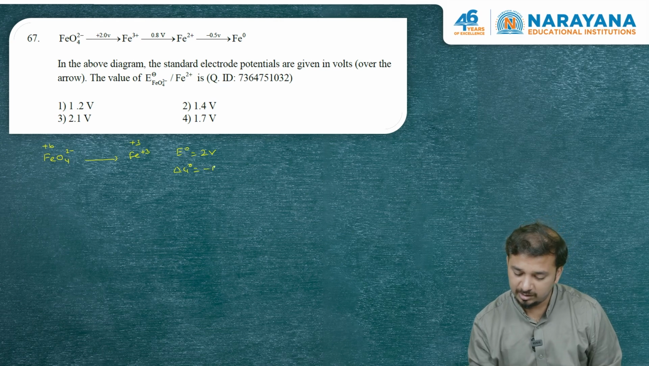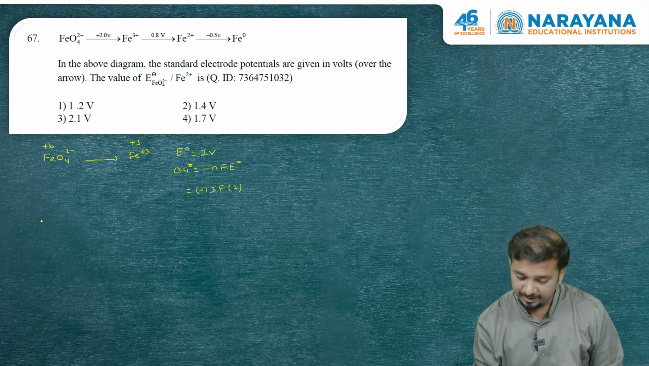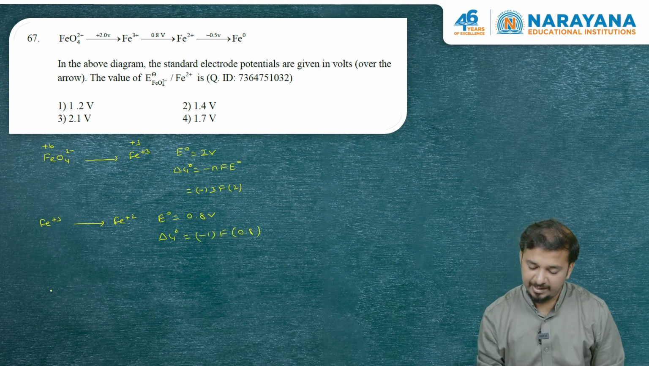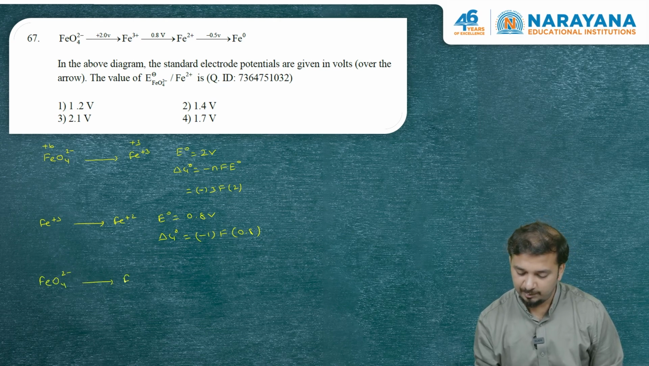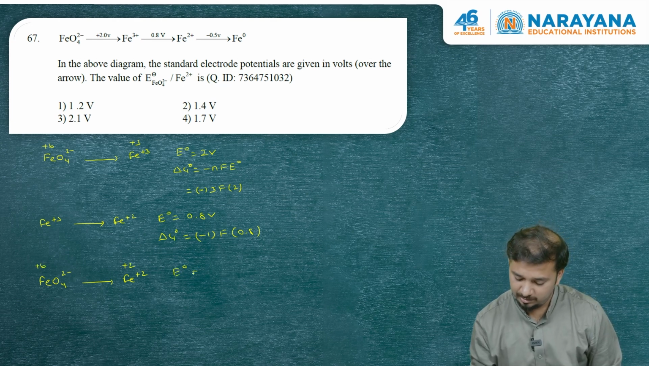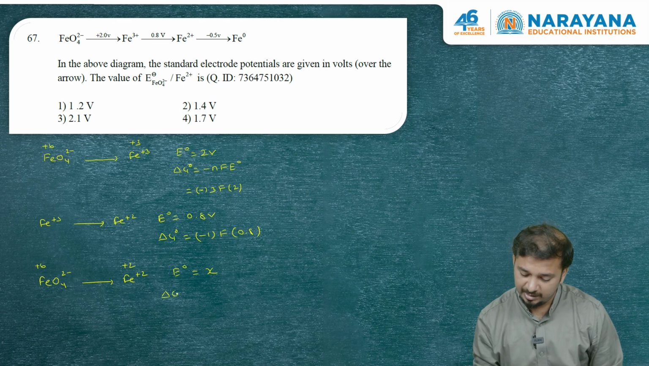So we know delta G naught is minus nFE naught. So it will be equal to minus of 3F into 2. Second reaction is Fe plus 3 is becoming Fe plus 2. E naught for this reaction is given as 0.8 volt. So delta G naught for this will be equal to minus 1F into 0.8. And they're asking for FeO4 2 negative to Fe plus 2. So we can write FeO4 2 negative is becoming Fe plus 2. This is in plus 6 oxidation state, this is in plus 2. E naught is not given, E naught we have to find. So let's say it is X. Delta G naught will be equal to minus of 4F into X.